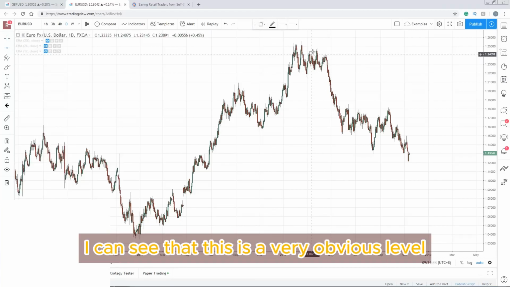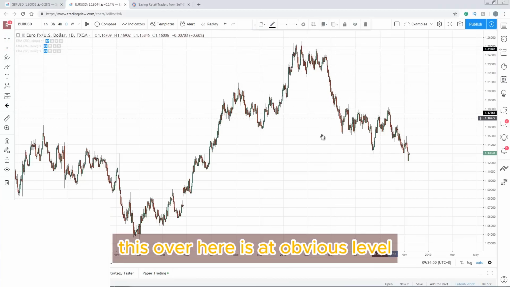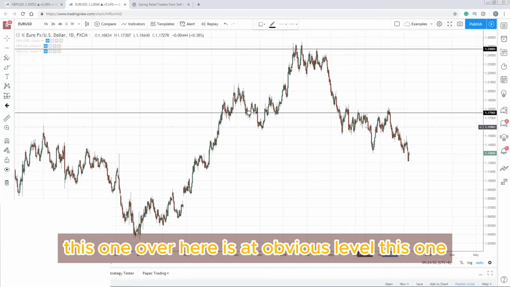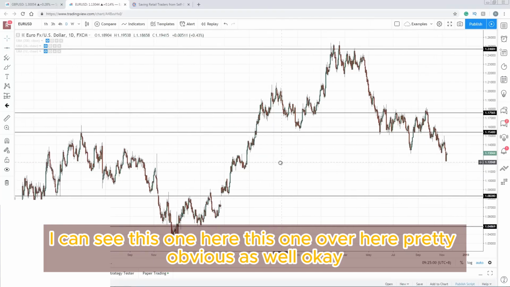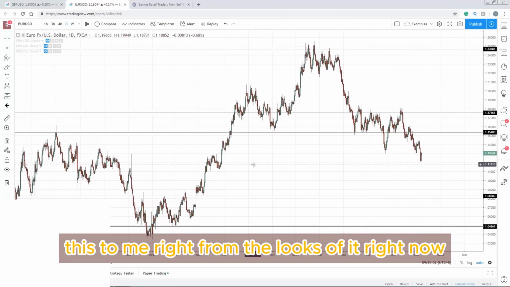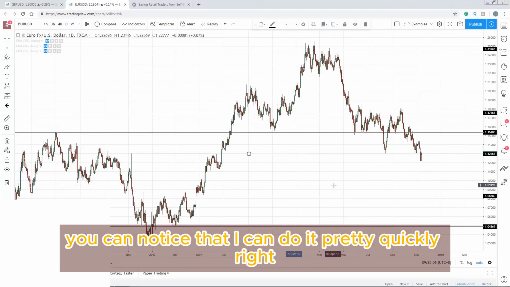So from the looks of this, I can see that this is a very obvious level. Okay. This over here is an obvious level. This one over here is an obvious level. This one I can see, this one here. This one over here, pretty obvious as well. Okay, this to me, from the looks of it right now, these are the most obvious levels to my own naked eye.